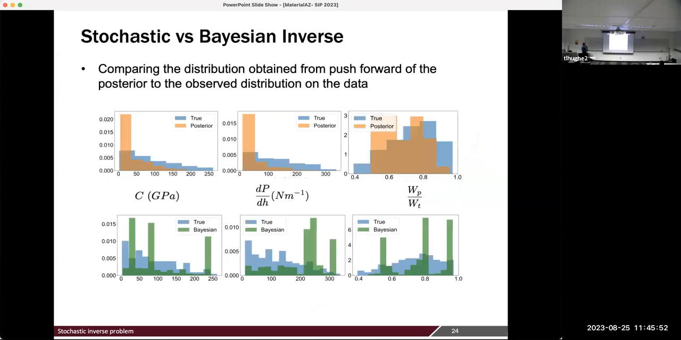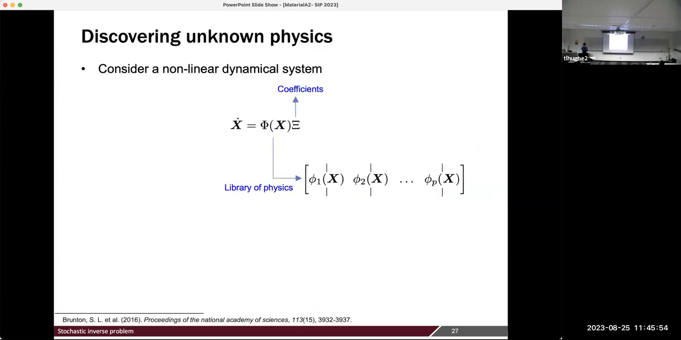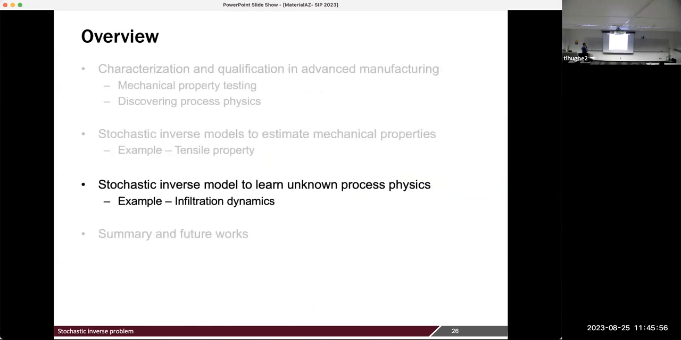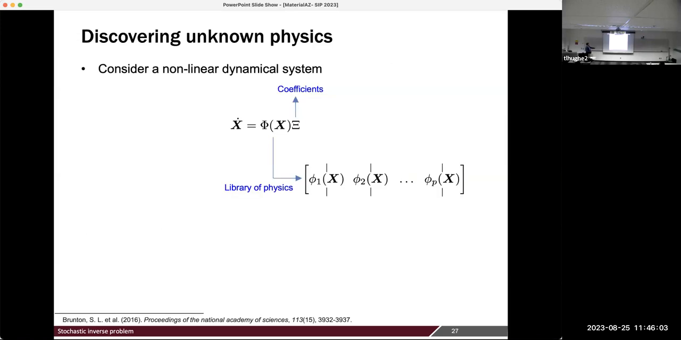And the second problem: how can we actually use this same idea to understand or learn some unknown process physics? I'll try to make this as simple as makes sense to me, and then we'll go from there. Let's say we have an underlying nonlinear dynamical system, x dot equals phi of x times some coefficients. I can think of phi of x as some library of physics. And I'll give you examples to make sense of what it actually means.